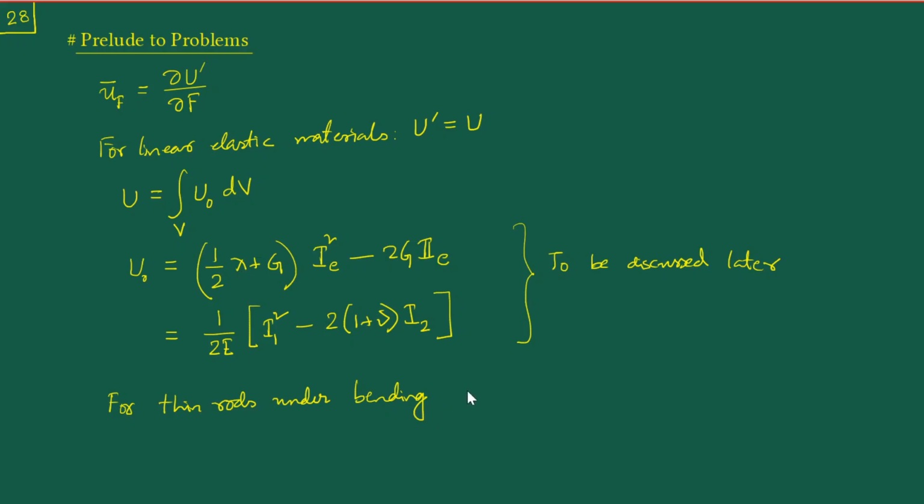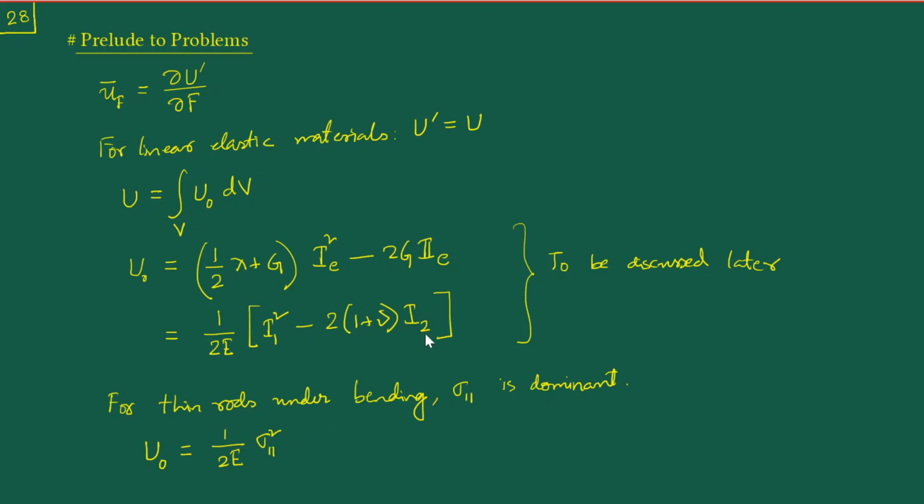For thin rods under bending, it is the sigma 1 1 which is dominant. Sigma 1 1 is dominant over everything else, which means that u naught basically reduces to 1 by twice E sigma 1 1 square, because you understand I1 is equal to sigma 1 1 plus sigma 2 2 plus sigma 3 3. If sigma 1 1 is dominant, we don't have to bother about sigma 2 2 and sigma 3 3, and this is only what remains.